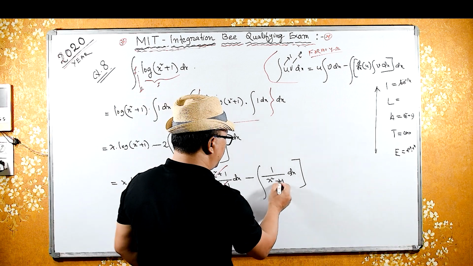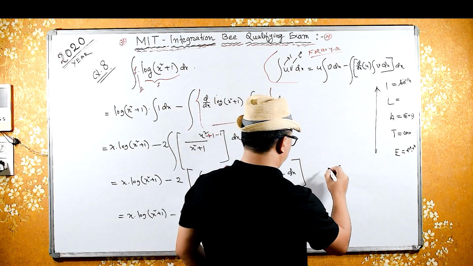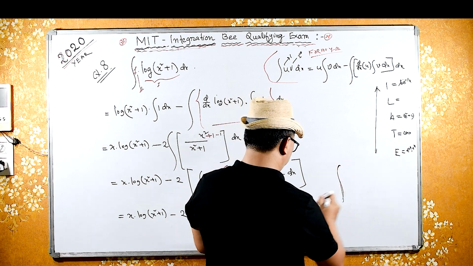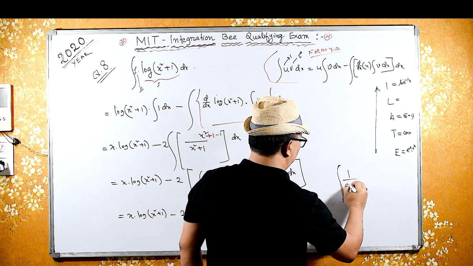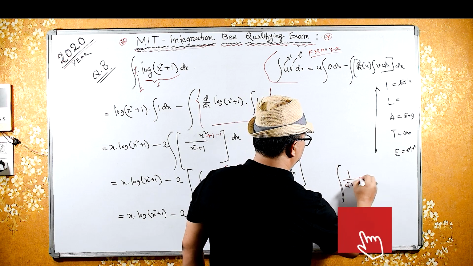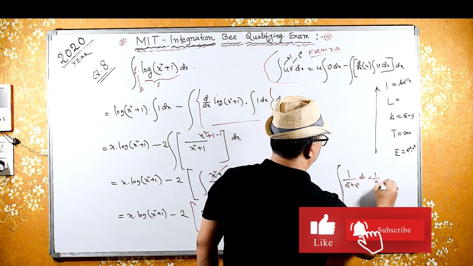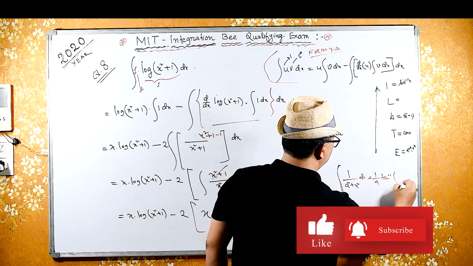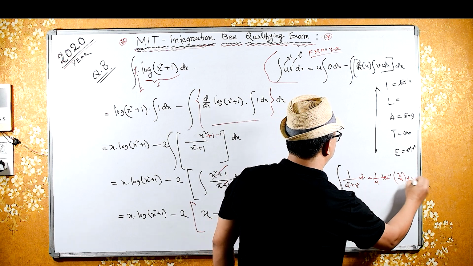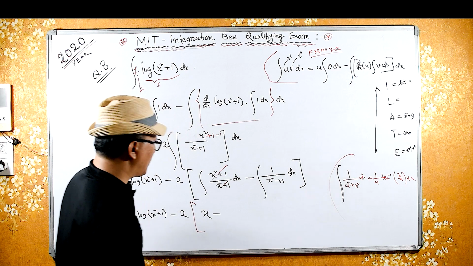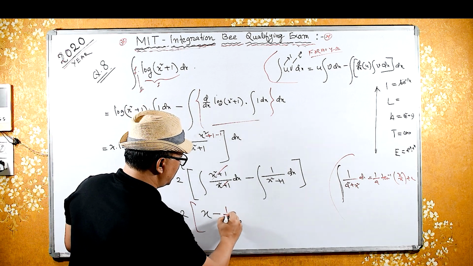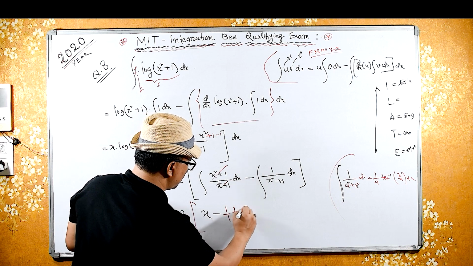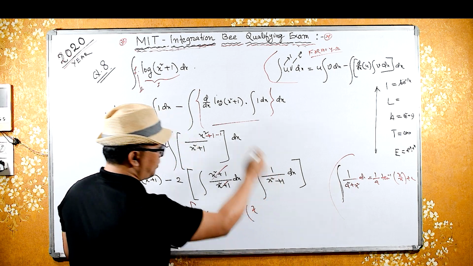Now we have the integral of 1 upon a square plus x square dx, which is 1 by a tan inverse x by a plus 0. By applying this formula, 1 by a, here a is 1, so 1 by 1 is 1, and tan inverse x by a means x upon 1.